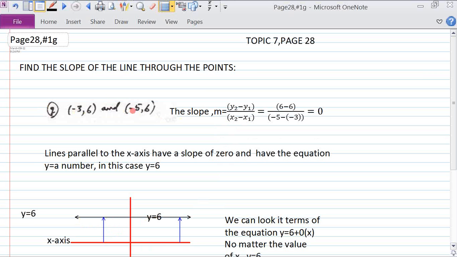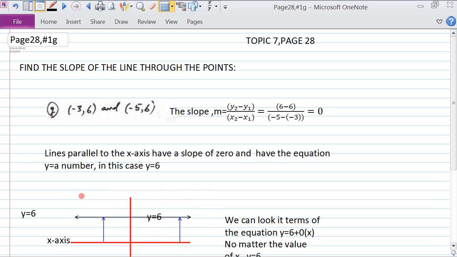So if we were to actually calculate the slope for this line, it would be the difference in the y's over the difference in the x's, and the difference in the y's would be 0 because 6 minus 6 is 0, and the difference in the x's would be minus 5 minus minus 3, which would be minus 5 plus 3. So it would be 0 over minus 2, which would be 0. So this line has a slope of 0, and any line that's parallel to the x-axis has a slope of 0.